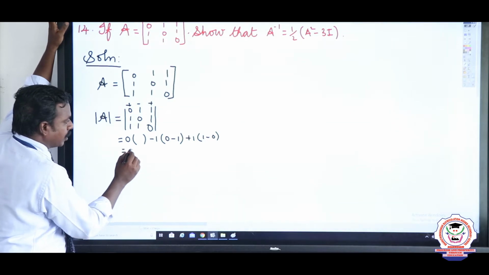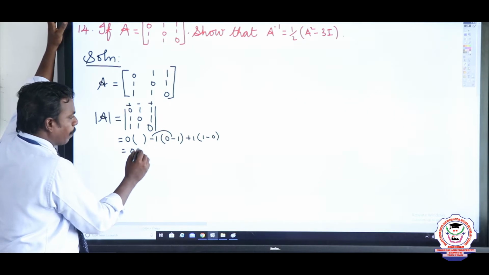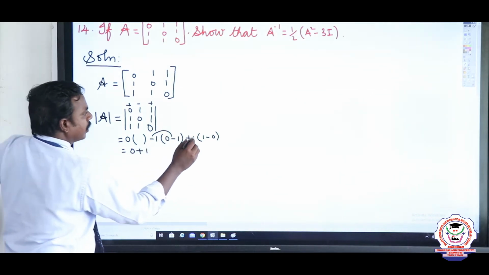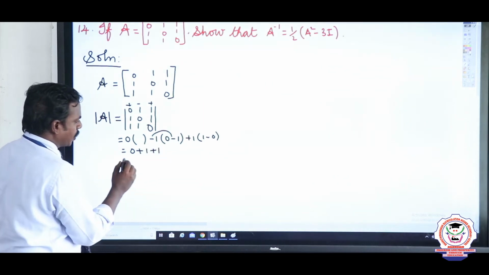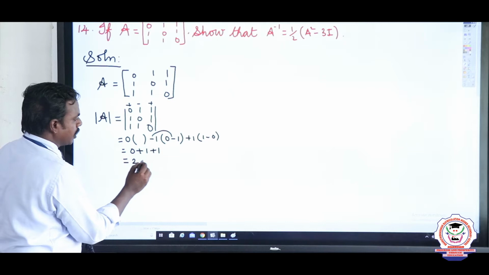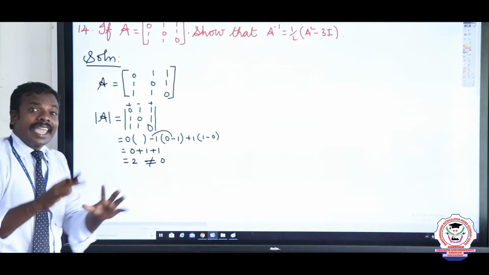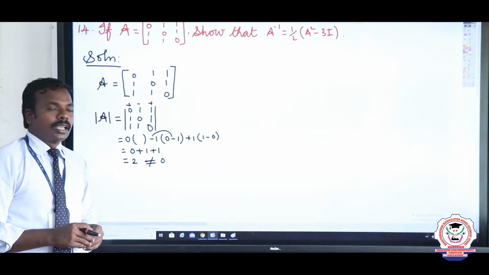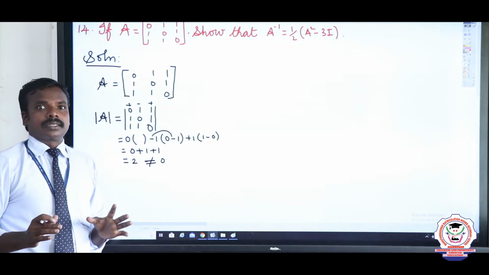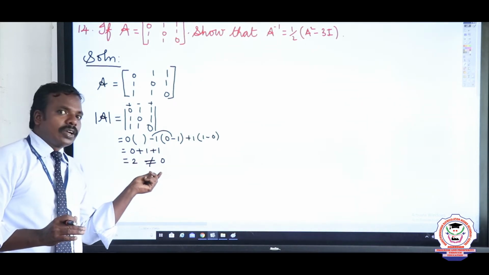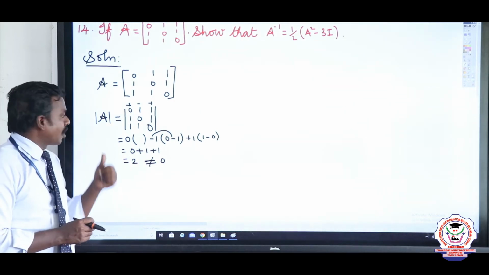Now simplify this. 0 into anything is 0. Again, minus into minus gives plus 1. So here, 1 into 1, plus 1. So 1 plus 1 is 2. This is not equal to 0. If you get not equal to 0, A inverse exists. Do you understand? If you get equal to 0, A inverse does not exist. Now I got not equal to 0, because the determinant of A is 2.